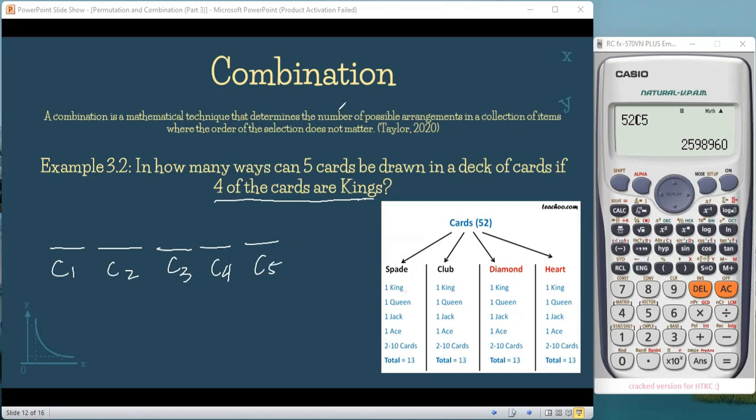First, let's find out how many kings there are in a deck of cards. Spade has one king, club has 1 king, diamond has 1 king, and heart has 1 king. So, how many kings are there? There are 4 kings. For example, for card 1 we want the king of spades. For card number 2, the king of clubs. Here, again a king, but of diamonds. And here, the king of hearts. So, my dear students, how many cards do we need in these first 4?